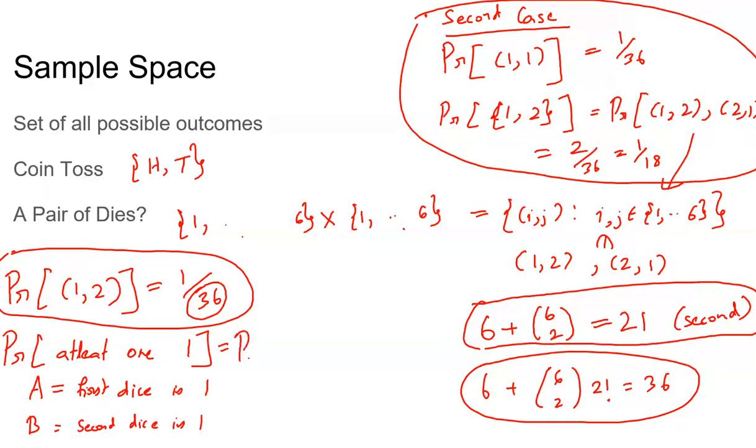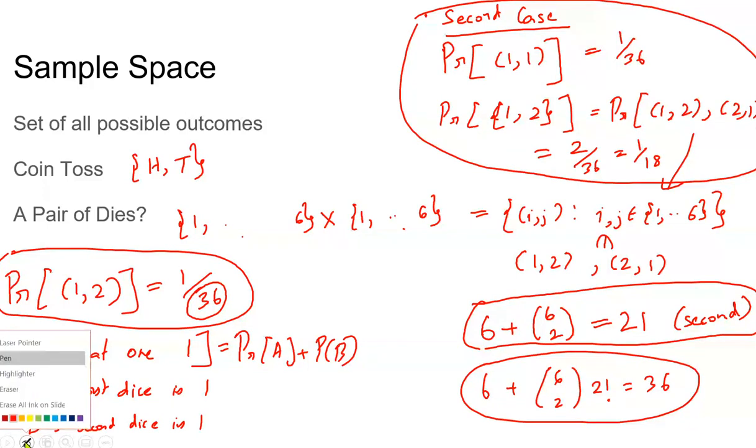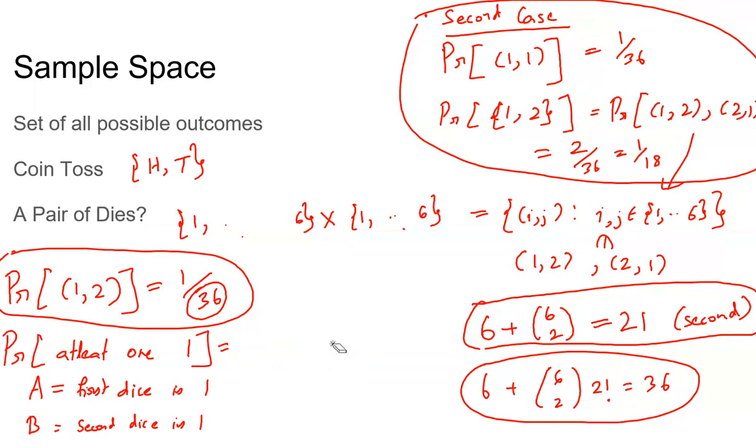It is the probability of A plus probability of B. Is that right? We have to remove the common part. So something is wrong here, right? The intersection case needs to be removed. So what I should ideally write is the probability of A union B. Even if A happens or B happens, I am fine. But what is the probability of A union B? Is it probability of A plus probability of B?